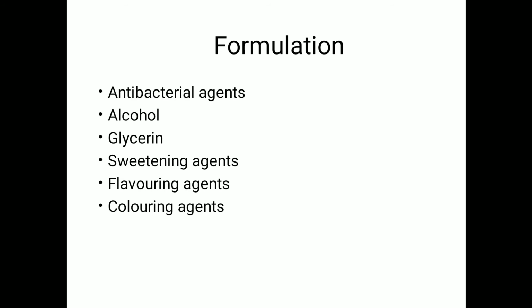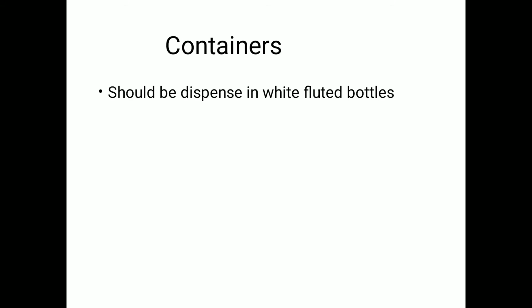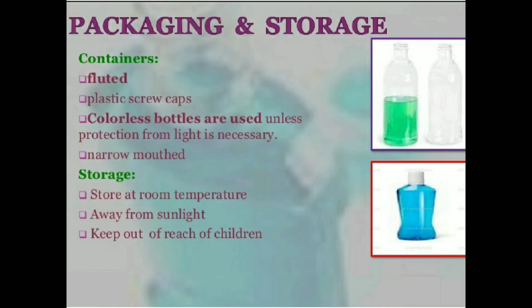The mouthwashes mainly contain antibacterial agents like potassium chlorhexidine dichromate, and also contain alcohol, glycerin, sweetening agents, flavoring agents, coloring agents, and flavor preservatives. The mouthwashes should be dispensed in white fluted bottles. For packaging and storage, it can be packed in fluted glass bottles, or plastic or glass with screw caps. Colorless bottles can be used.